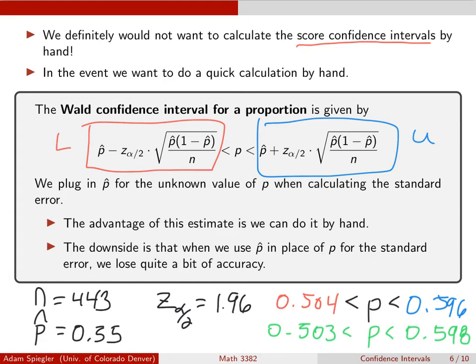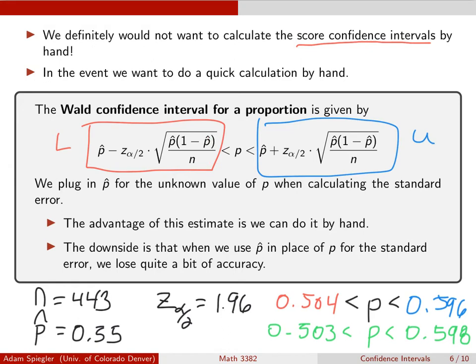So the advantage to the Wald confidence interval is that we can do it by hand. It's not too difficult to calculate them by hand. The downside is this method is less accurate, and the reason why, if you look at this formula, is that all we're doing is approximating the standard error for the sampling distribution, which really should have p's over here, by using the plug-in principle. Basically, we don't know what p is, so we're going to approximate the standard error by using our best estimate for p, which was the proportion from our sample.